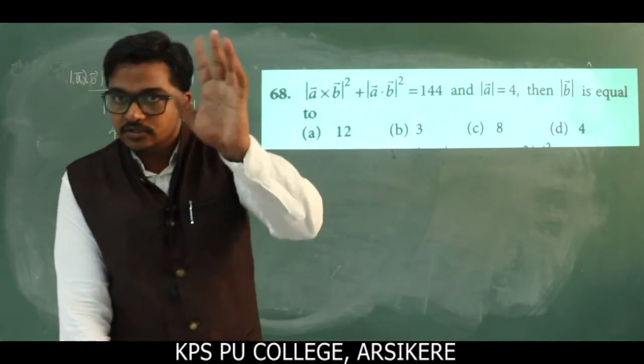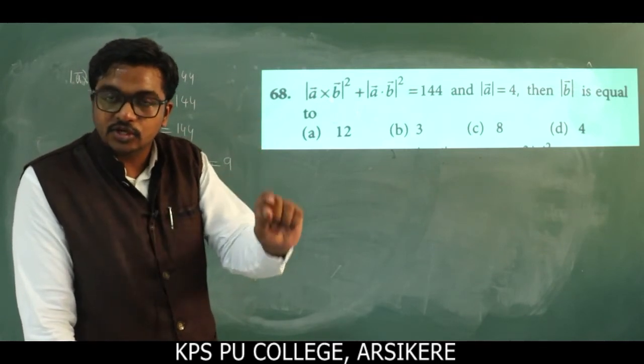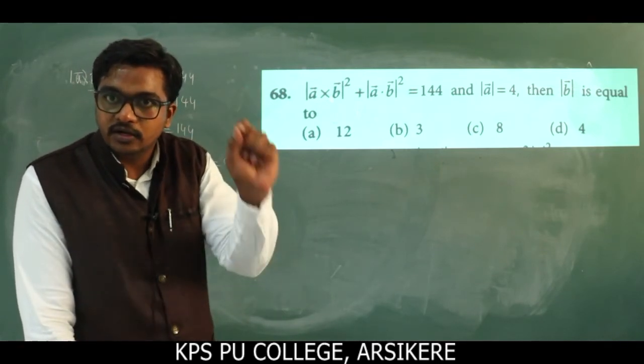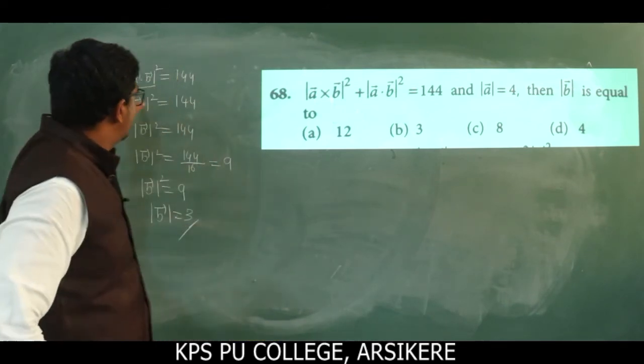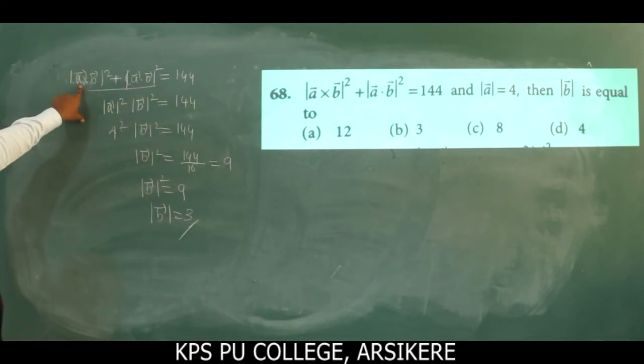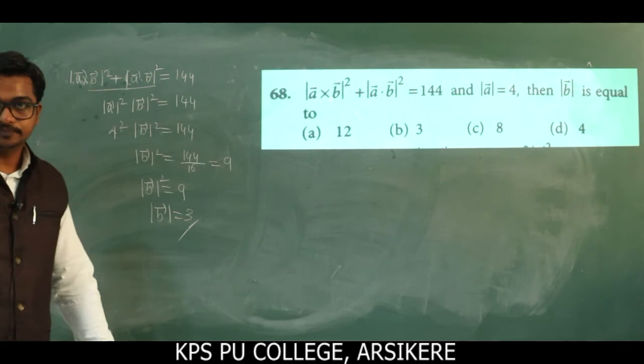Just remember the previous question we already discussed. A cross B whole square plus A dot B whole square is equal to magnitude of vector A whole square into magnitude of vector B whole square. That formula is also applicable for the same thing here. Magnitude of A cross B whole square plus magnitude of A dot B whole square is equal to magnitude of vector A whole square into magnitude of vector B whole square. Understood, children? Take a pause and note down.